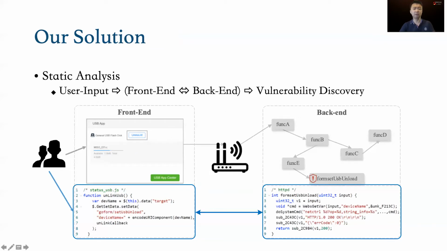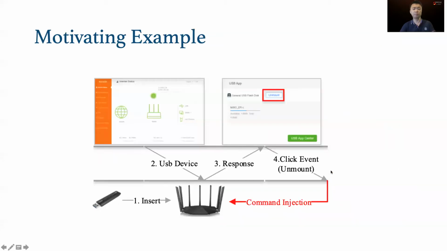A static method that checks user input between the front end and back end for vulnerability discovery effectively and efficiently. As shown in this figure, on the left-hand side, the front end of the router is a JavaScript file. And the back end is a binary named HTTPD on the right-hand side, which calls many functions to handle user input from the front end and has weak functions labeled with this blue rectangle. I will present more details in this example.